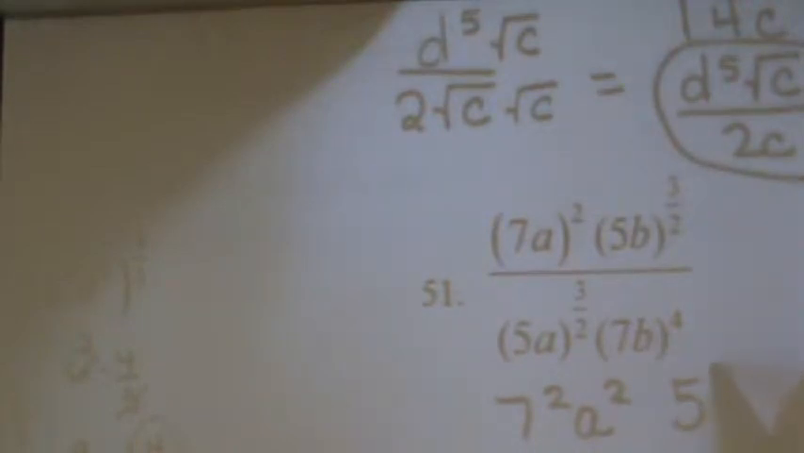Number 51. You have 7, you have to square both of these. So you have 7 squared and a squared. Then you've got 5 to the 3/2 power, or you could write 1.5, and b to the 1.5 power, over, you've got 5 to the 1.5 power. You're distributing this power, a to the 3.5 power. And then you've got 7 to the 4th and b to the 4th.